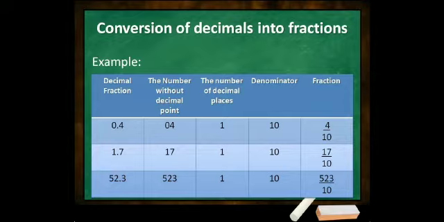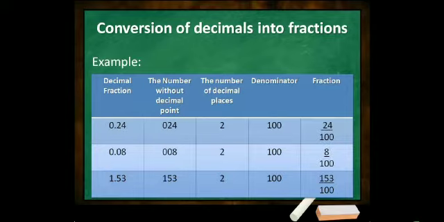The next number is 52.3. When you remove the decimal point, it becomes 523. Here also we have only one decimal place, that is, after the point there is only one digit, and the denominator here also is 10. So when you write it as a fraction, it becomes 523 upon 10. Now we move to the next example of converting decimals into fractions.